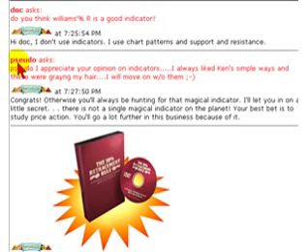Which brings us to the next question from Pseudo. Pseudo says, I appreciate your opinion on indicators. I always like Ken's simple ways, and these were graying my hair. I'll move on. Well, the biggest thing that I said to Pseudo here is, congratulations. Otherwise, you'll be hunting for that magical indicator. And I let him in on a little secret. I said, you know what? There's not a single magical indicator on the planet. Your best bet is to study price action. You'll go a lot further than this.